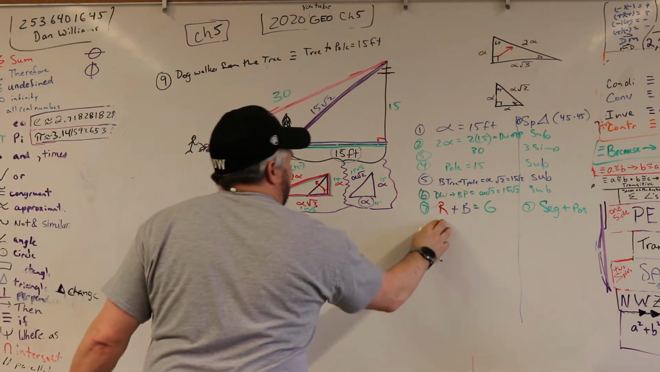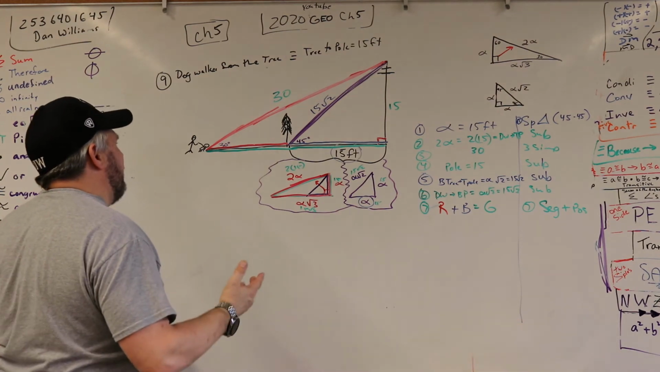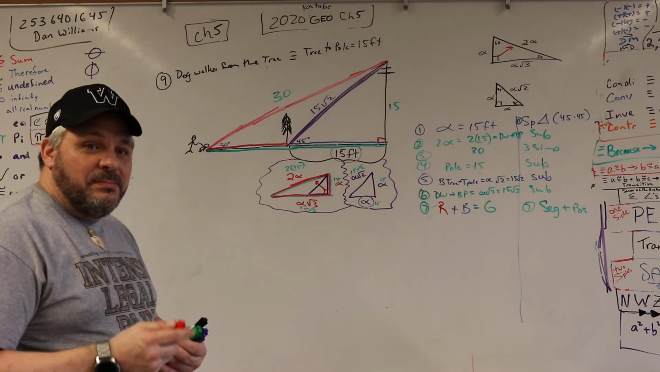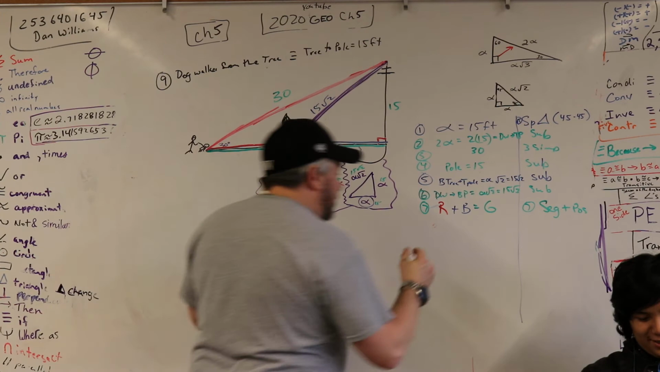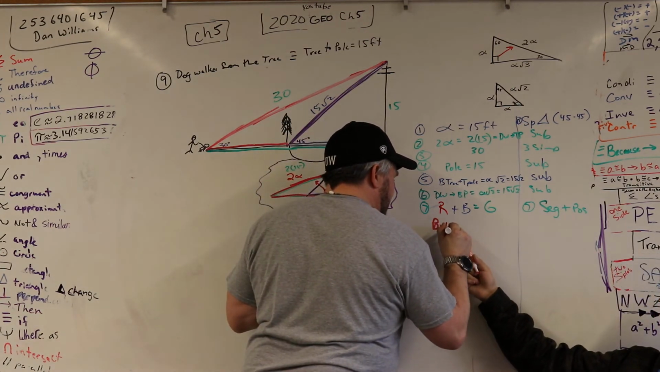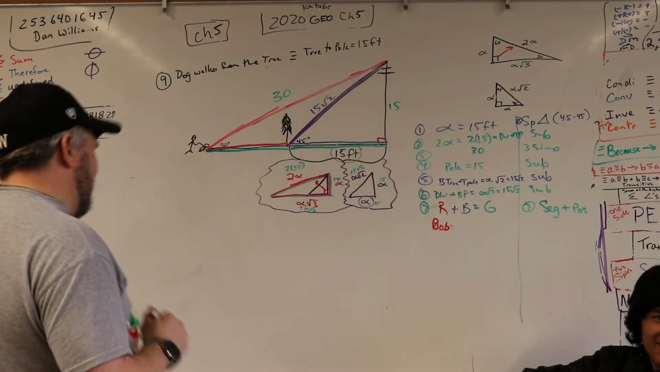So what is the red one? We don't know, right? So what do we want to call that? Do we want to just call it X? Bob. Bob? Yeah. Okay. We're just going to call it Bob? We should make it a different color just to make it look so different. Alright. So Bob.